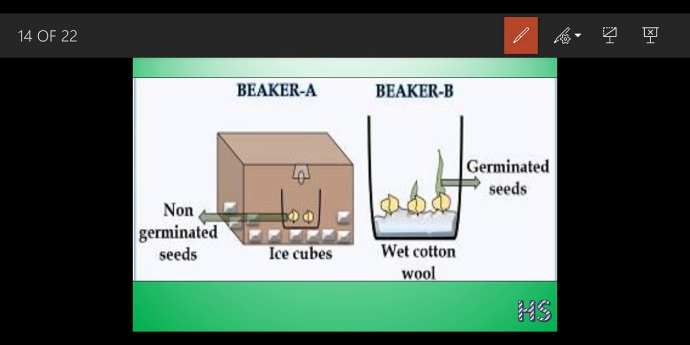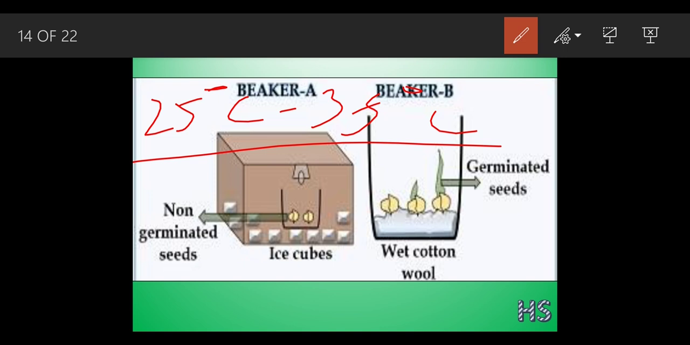Now the second condition was related to suitable temperature. We have completed this part. The optimum temperature required for seeds to germinate is around 25 degrees Celsius to 35 degrees Celsius. This is the favorable condition in which seeds can germinate fast.